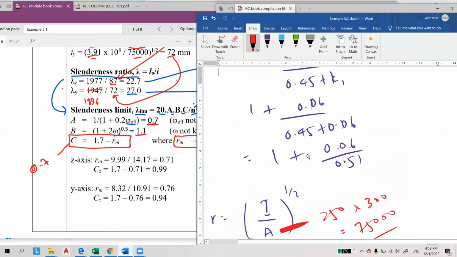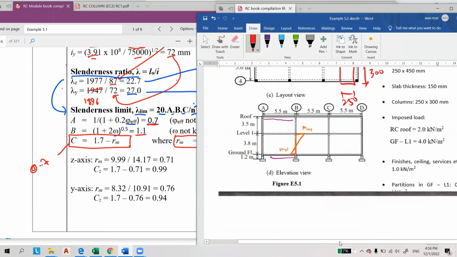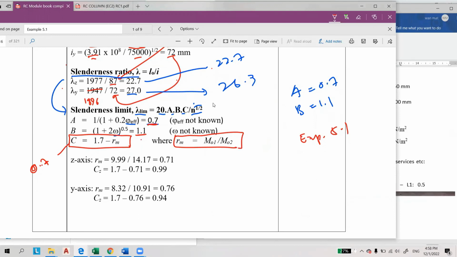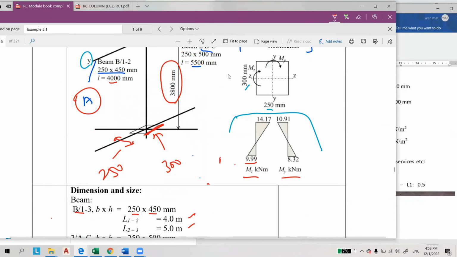Okay, sorry, better use this one, larger view. Okay, so this one, 9.9. You refer to here. This is M01, M02. This is also M01, this is also M02, but this is for Z and this is for Y. So 9.99 divided by 14.17, and 8.32 divided by 10.91.